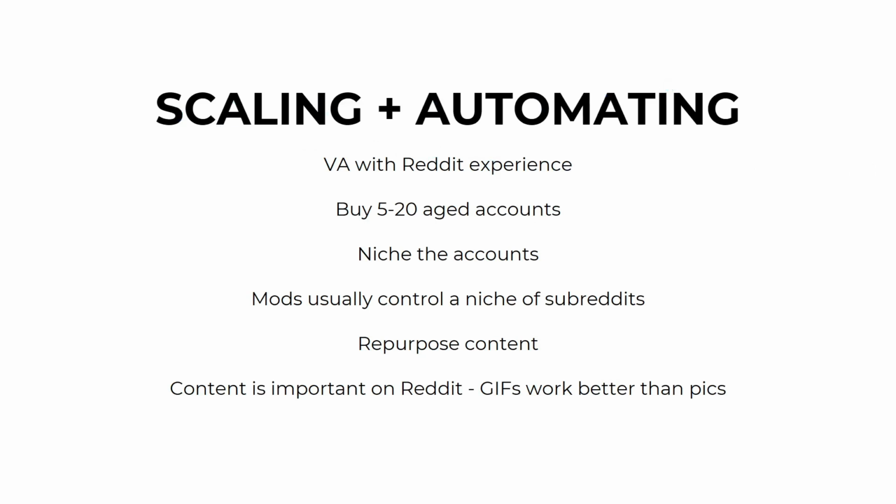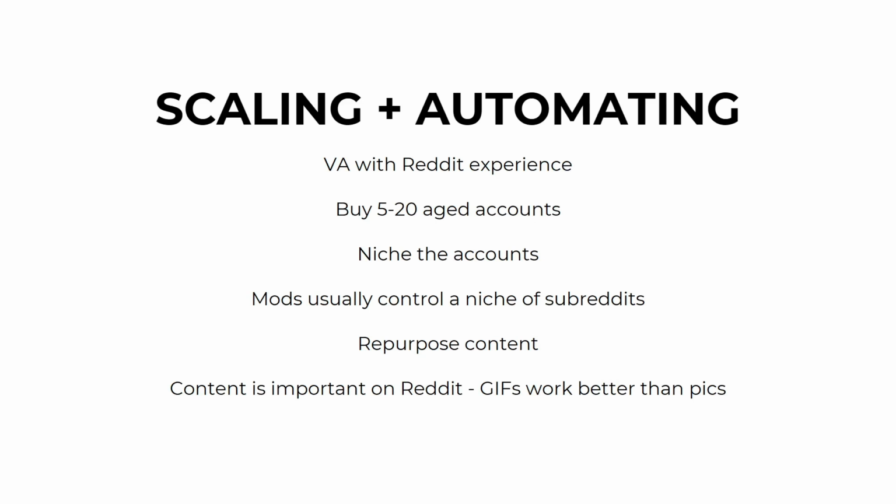So ideally you're gonna want a VA that already has Reddit experience, and you should buy 5 to 20 aged accounts. But listen, don't buy 5 to 20 immediately. Buy them one by one, not all at once. First get a system that works and then you should think about expanding.